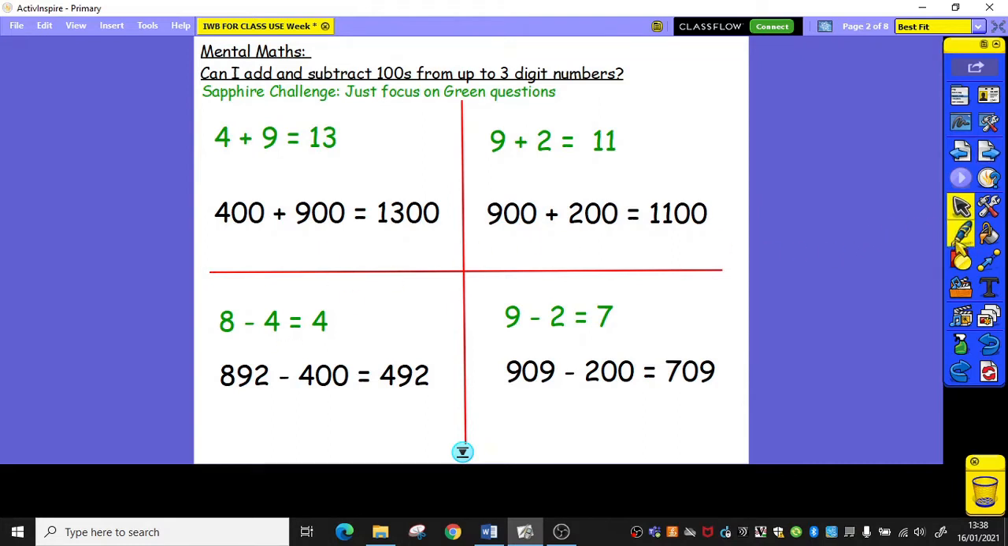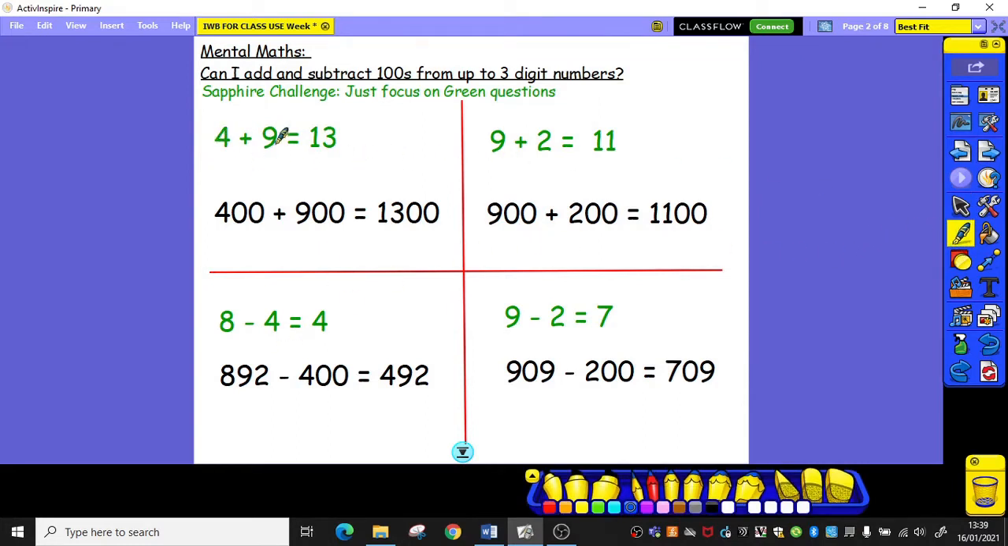Now, if I was going to be adding 400 and 900, then one way to consider that is to think that 1000 add 400 is 1400, 900 is 100 less than 1000, therefore my answer is going to be 100 less than 1400.